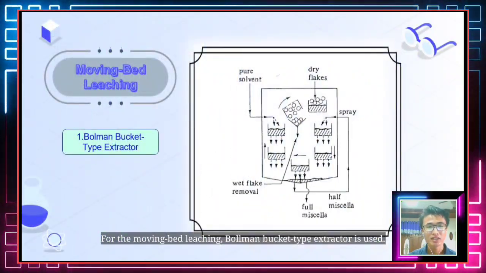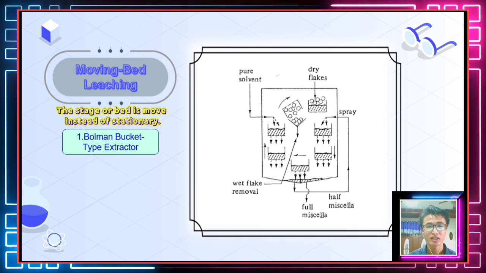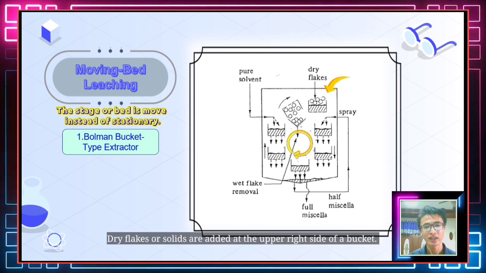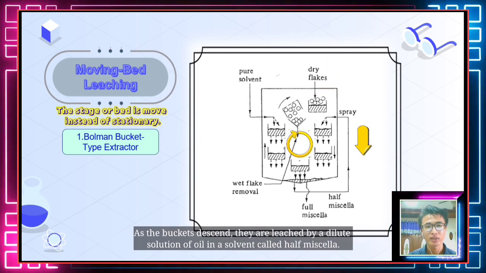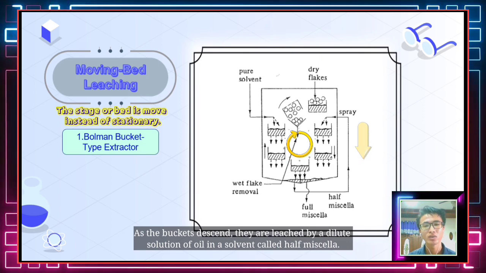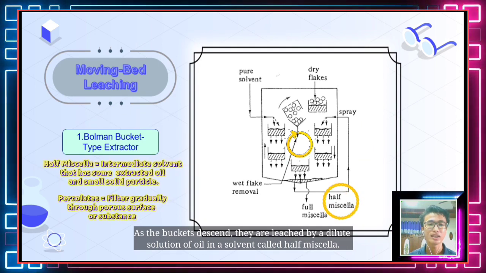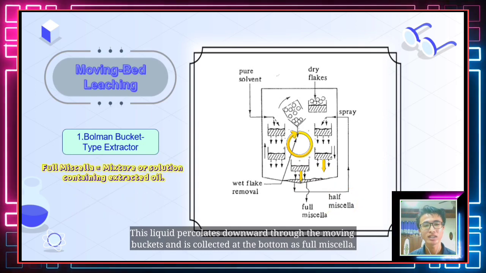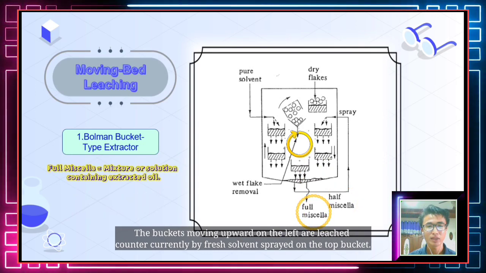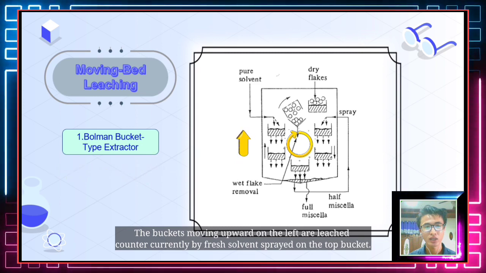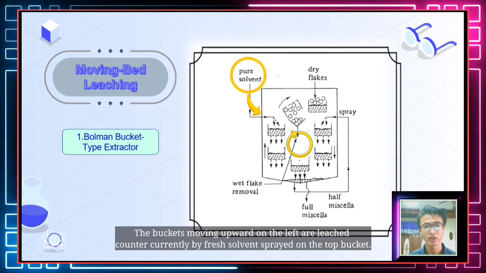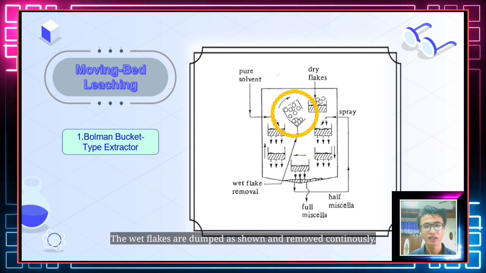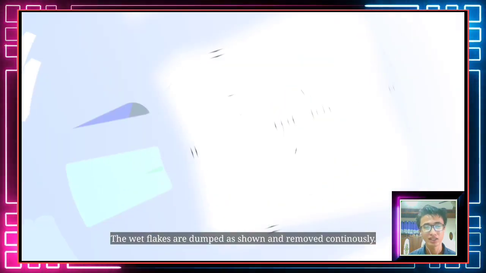For the moving bed leaching, a Bollmann bucket type extractor is used. Dry flakes of solids are added at the upper right side of a bucket. As the bucket descends, they are leached by a dilute solution of oil in a solvent called half miscella. This liquid percolates downward through the moving bucket and is collected at the bottom as full miscella. The buckets moving upward on the left are leached countercurrently by fresh solvent sprayed on the top bucket. The wet flakes are dumped as shown and removed continuously.